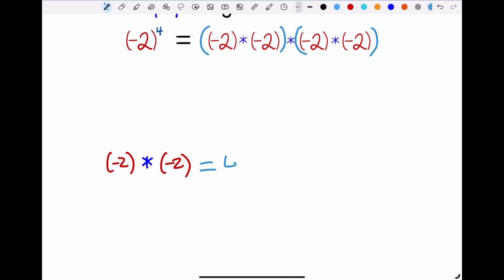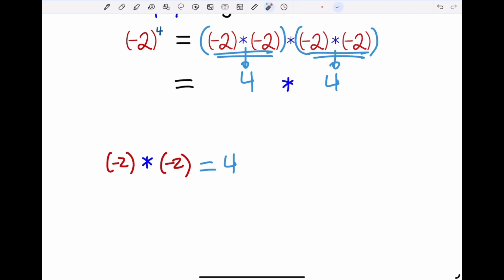And what's great about this is we already know that negative 2 times negative 2 equals positive 4. So we could replace these pairs of negative 2's with the answer of 4. So we could replace this pair of negative 2's with 4, and this pair of negative 2's with 4. So now we have 4 times 4.